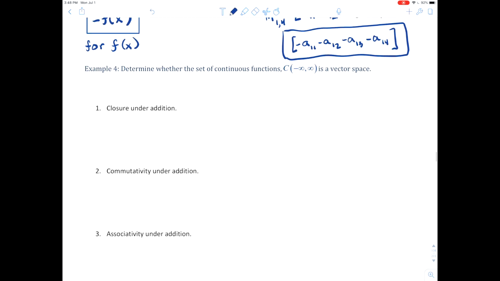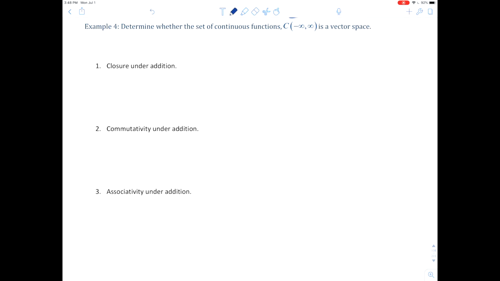Okay. So, determine whether the set of continuous functions is a vector space. All right? So here we go. We're going to need what? We're going to need 3 functions and 2 scalars, and I think it is. And one hint is I like to put all 10 things down. Okay, so let's check it out.